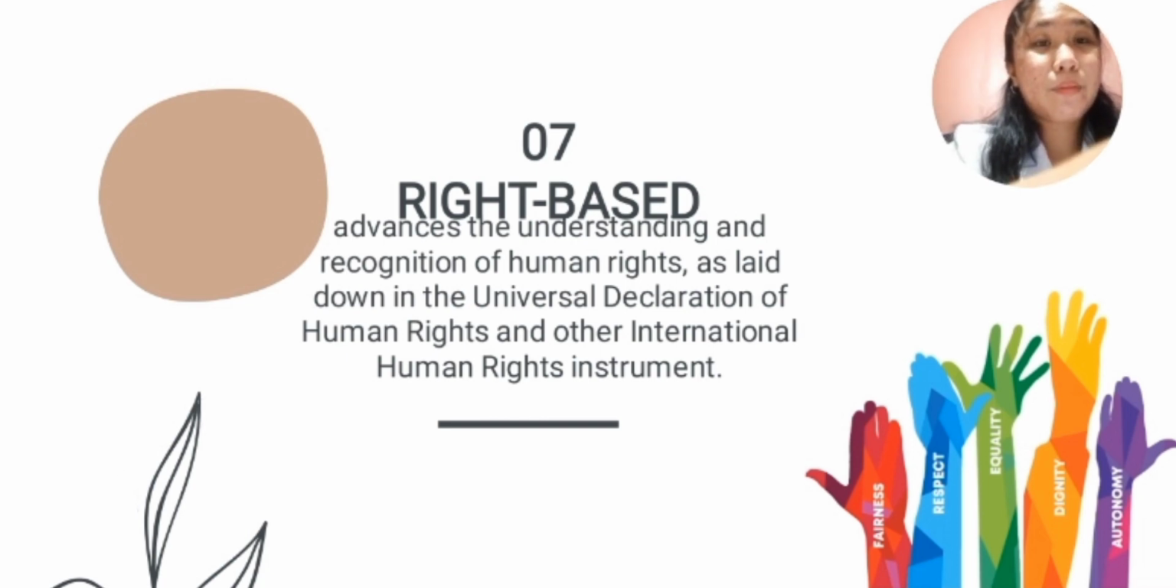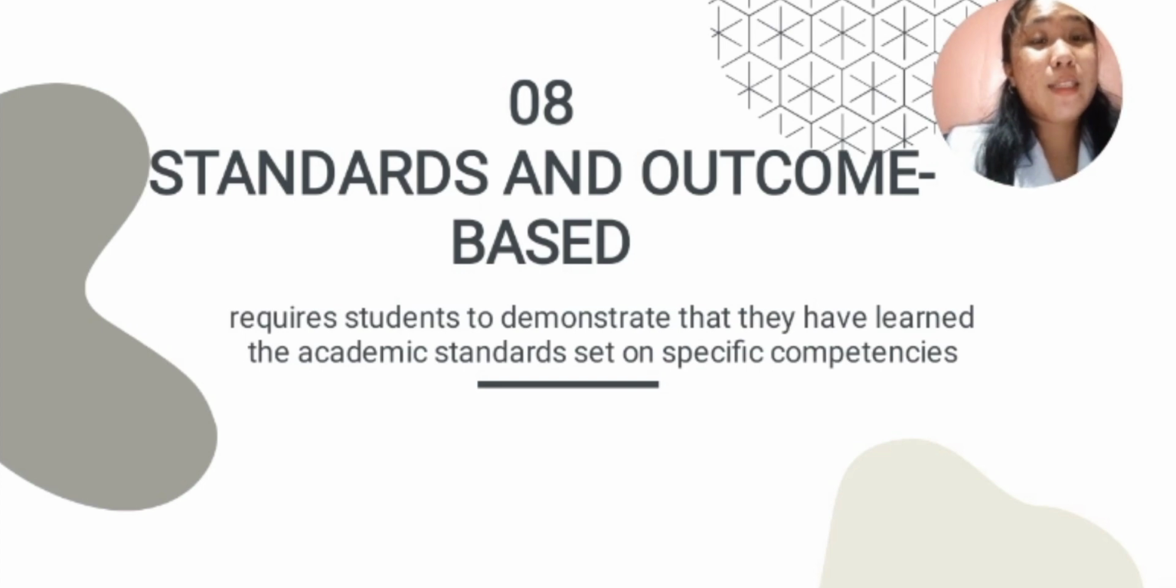So next, number 8, which is the standards and outcome based, requires students to demonstrate that they have learned the academic standards set on specific competencies, in which standards-based is a structured system where students directly access resources to reason and extract information at their own pace. And the outcome based, it is education that is more systematic, where students are taught with the expectation of achieving a more specific outcome in their lesson.